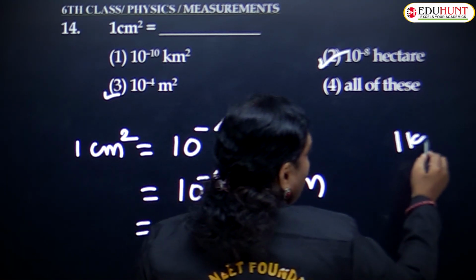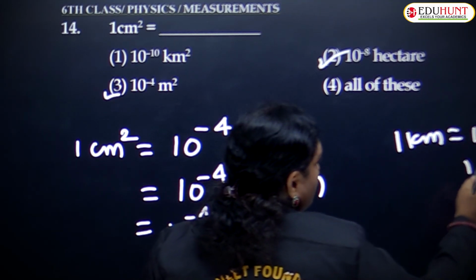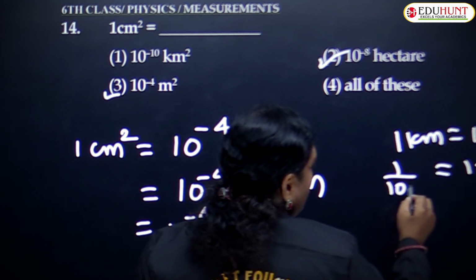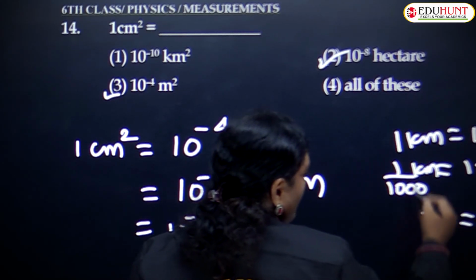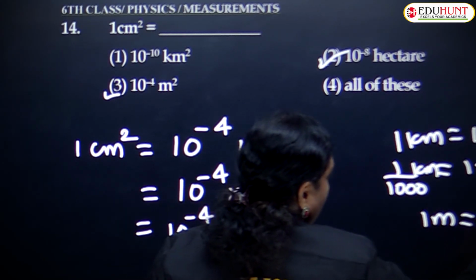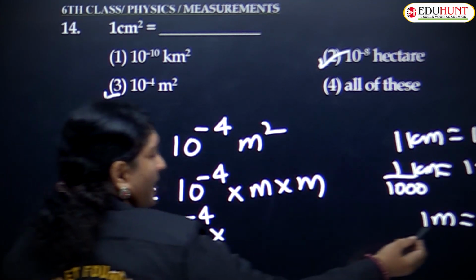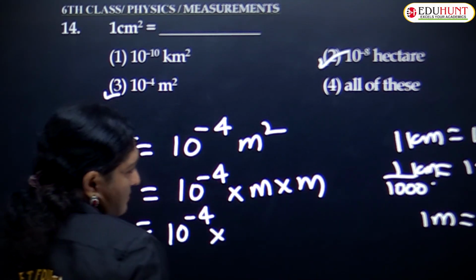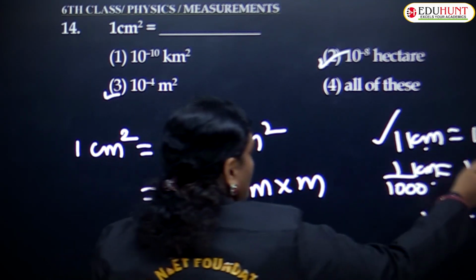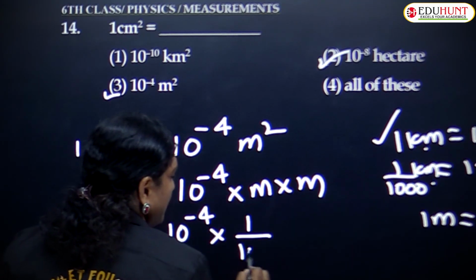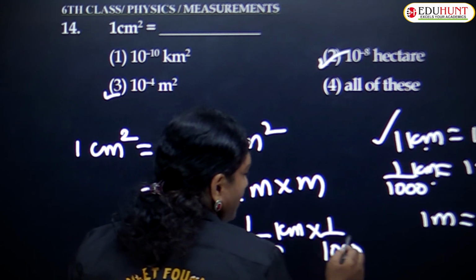We know that 1 kilometer equals 1000 meters. So 1 meter is equal to 1 by 1000 kilometer. Or I can also write it as 10 power minus 3. Whatever you feel convenient. So shall I write it as 10 power minus 3 or 1 by 1000? Your wish. First let us go with the simpler form. 1 kilometer is 1000 meters, so 1 meter is 1 by 1000 kilometer, into again 1 by 1000 kilometer.